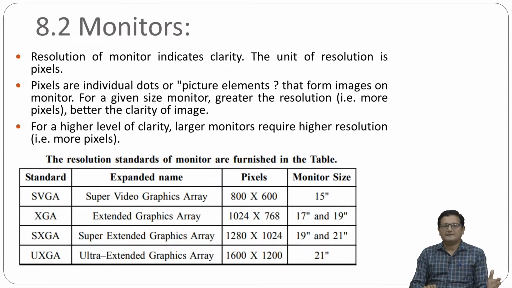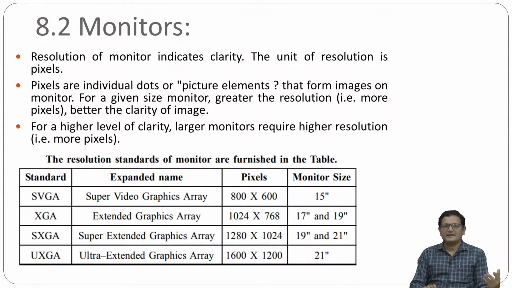Here different types of resolutions are there. SVGA stands for Super Video Graphics Array, and the pixel size is 800 by 600, and usually a 15-inch monitor will support this resolution. Then XGA, called Extended Graphics Array. Here you can get a resolution up to 1024 by 768. 17-inch and 19-inch monitors can easily produce XGA resolution.